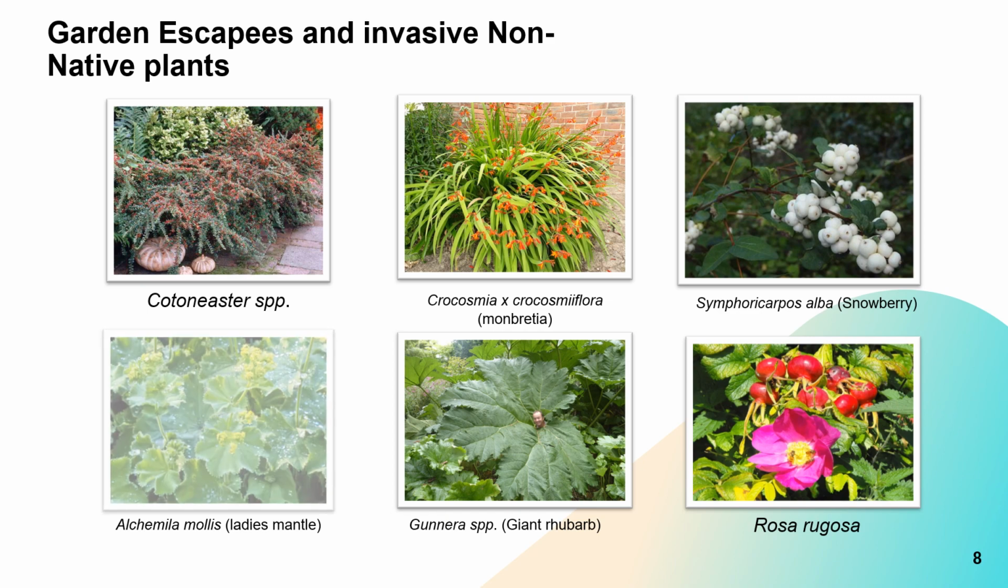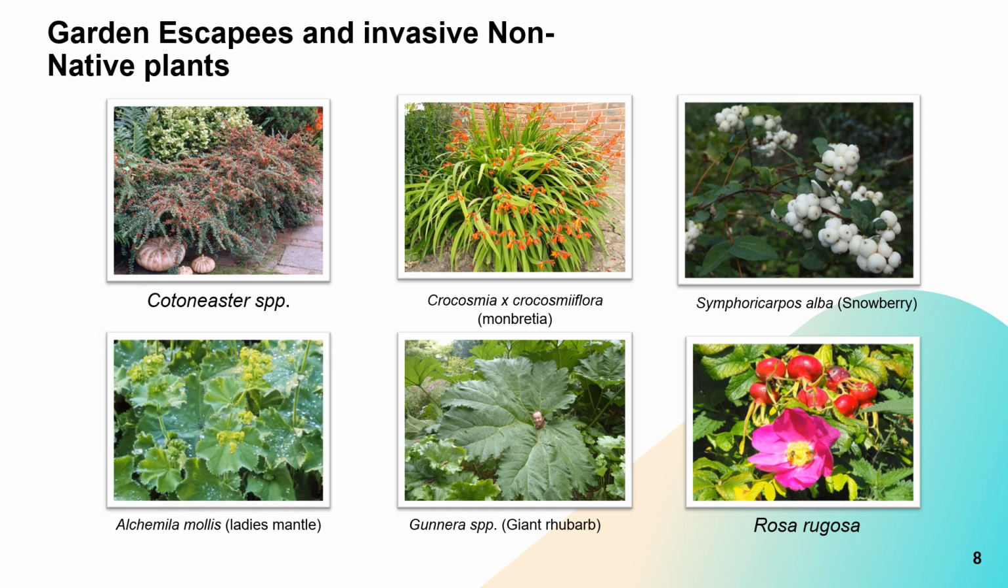Alchemilla mollis is the next one. That's lady's mantle, and that one is also found in woodlands. It's spreading across the UK into hedgerows and woodland edges, which are also home to a wide range of flora. Now, the control for this really is to not plant it around the edges and boundaries of land in the first place, and to dig up when necessary.